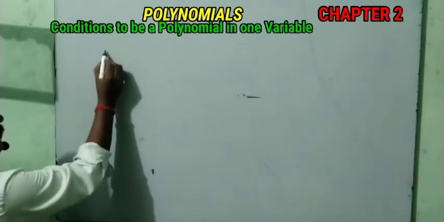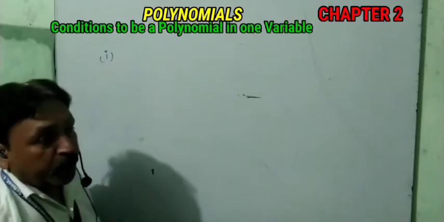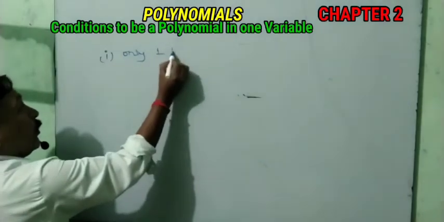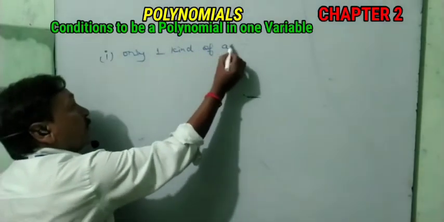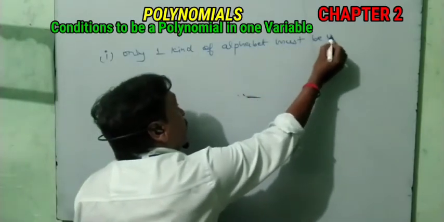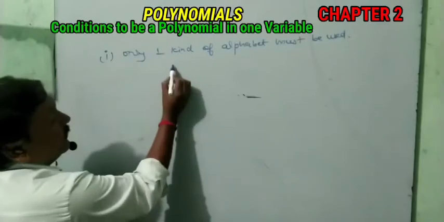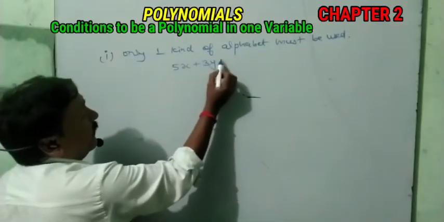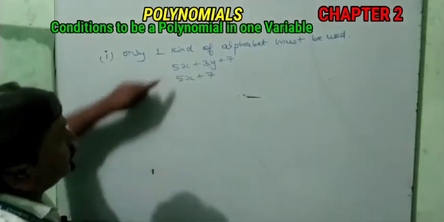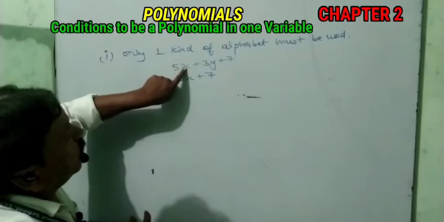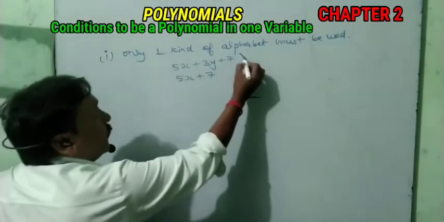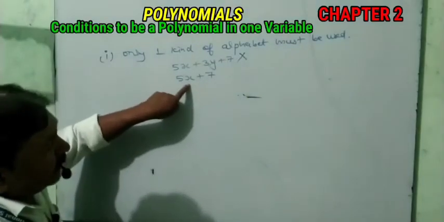Rule number 1: if I am talking about a polynomial in one variable, it means only one kind of alphabet must be used. Suppose it is written 5x plus 3y plus 7, and one more example, 5x plus 7. See, it has two variables, x and y. So this is not a polynomial in one variable, so we will not consider it. In this, only one kind of variable is used.